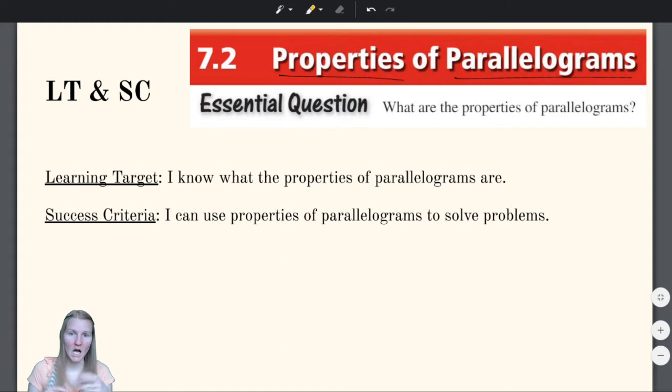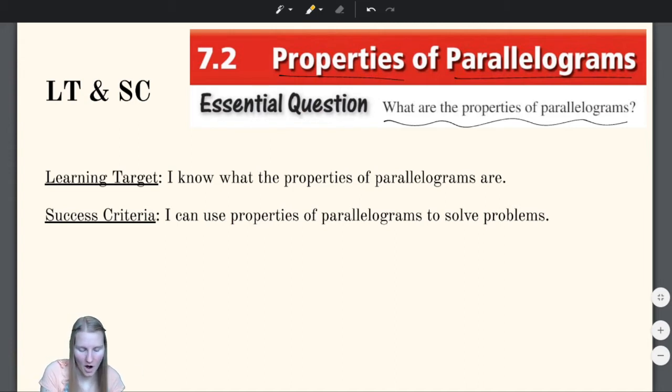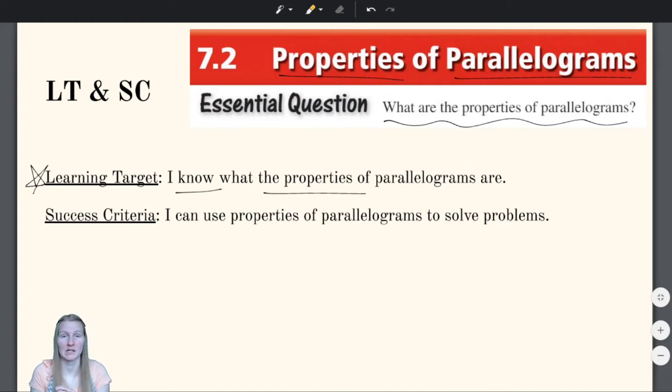So, today we are asking, what are the properties of parallelograms? What makes a shape a parallelogram? And if I have a parallelogram, then what do I know about this shape? So, our learning target is that we know the properties of parallelograms. We know what they are. And our success criteria is that we can use these properties of parallelograms to solve problems.